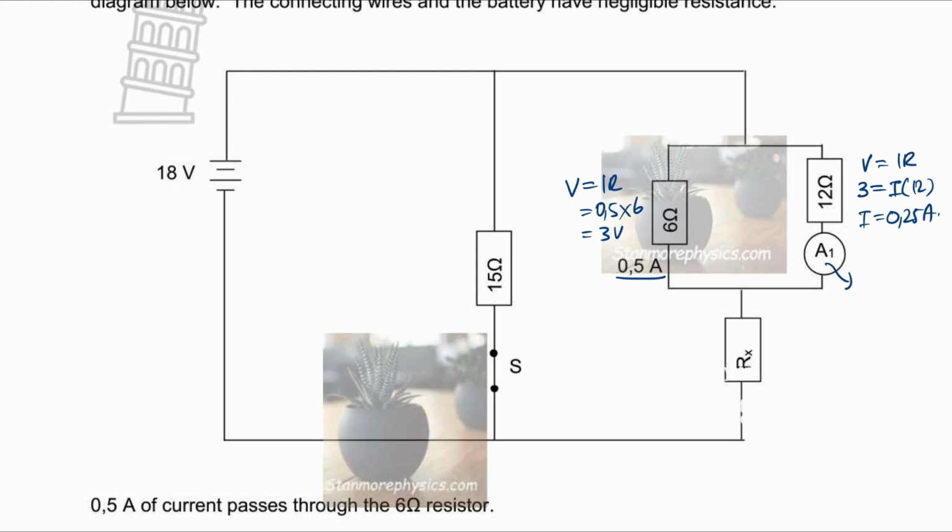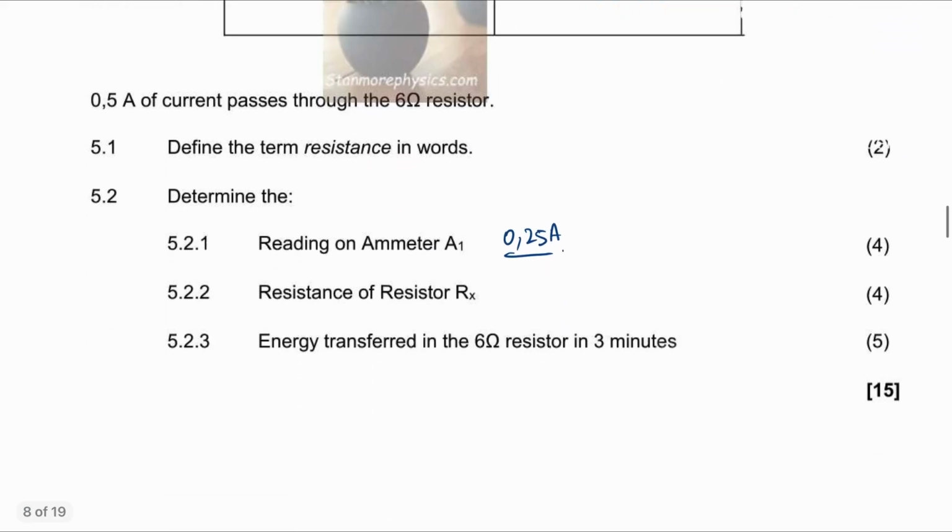So to work out A1, all you needed to do was say that half of 0.5 is going to equal 0.25 amperes. Either one works. Moving on, question 5.2.2, determine the resistance of resistor X.